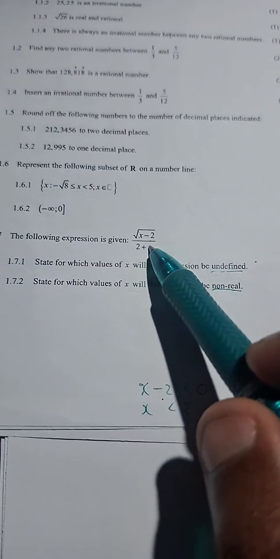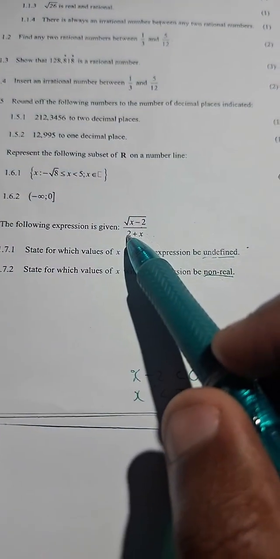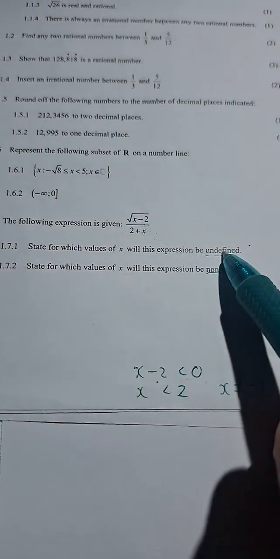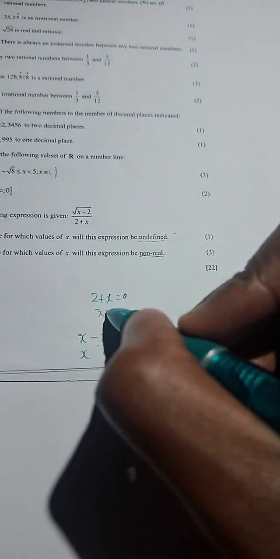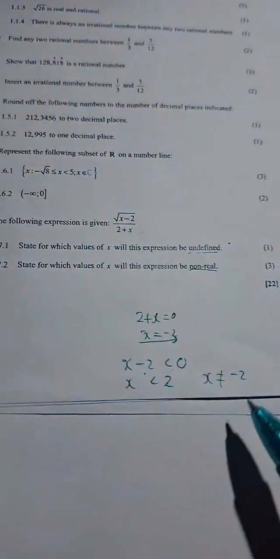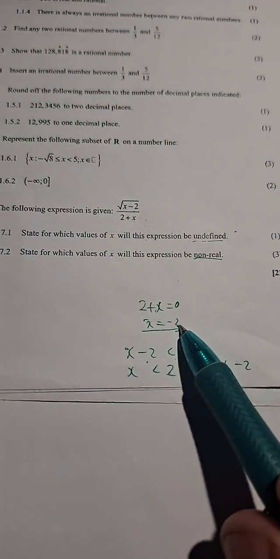Undefined means division of a fraction by what? By 0. So that's why, when we're solving for which values of x this is undefined, we say 2 plus x is equal to 0, then we solve for x. That's for undefined. We are always looking at the denominator for undefined.